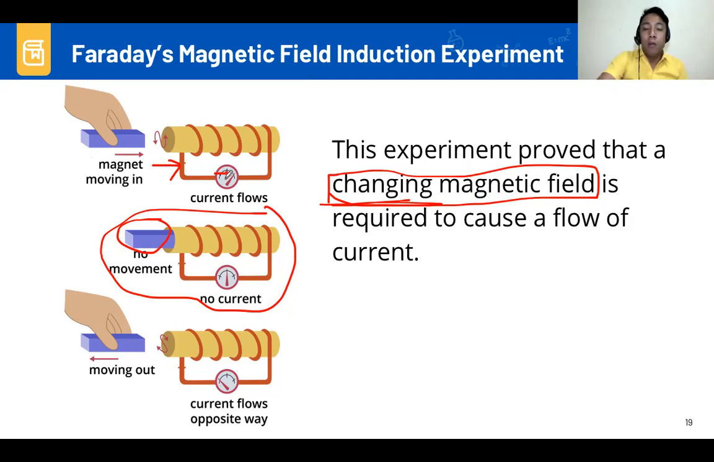And if we move it out, there's also a flow of current na susunod yung direction natin sa ginagawa ng ating magnet. Okay? So kung may ginawa ka dun sa magnet, moving in, moving out, gagalaw yung ating current reader. Okay? So, moving in, there's a flow of current. Moving out, there's also a flow of current, but in the opposite way.